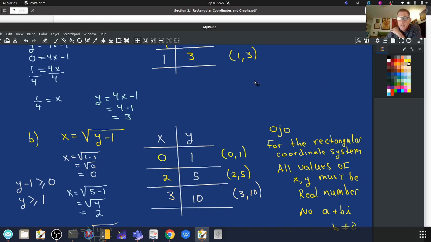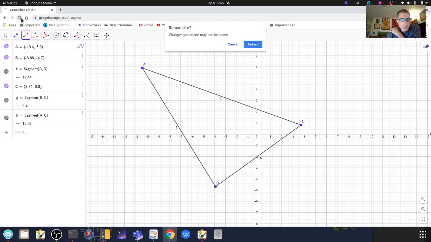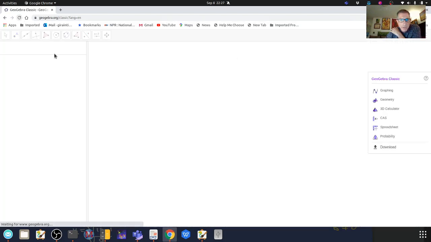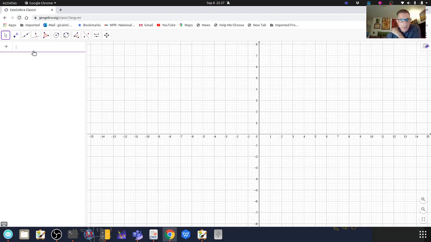Okay. So let's go to GeoGebra. And I will start anew. What I'm going to do is plot the points for y is equal to 4x minus 1. Our first point was 0 and minus 1. And there it is. My next point is 1 and 3.